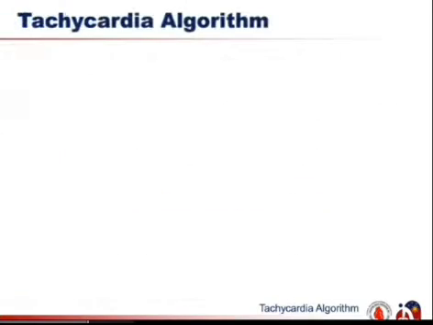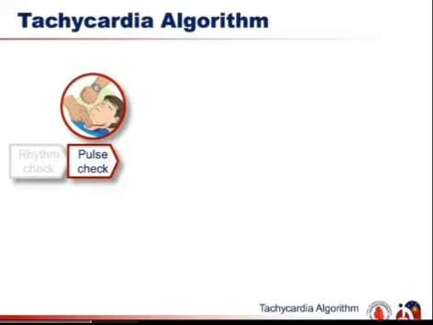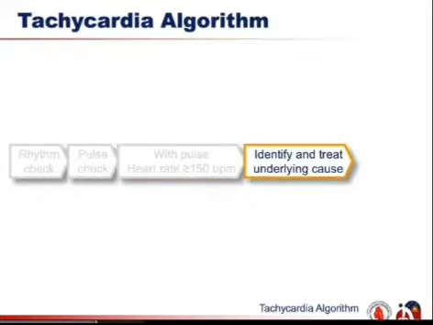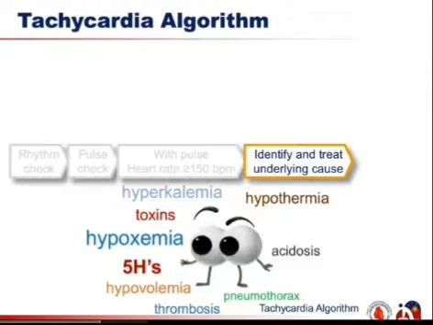The first step in the general ACLS algorithm is to identify the rhythm correctly. Once you have identified the rhythm, you should check for the presence of a pulse within 10 seconds. If a pulse is appreciated, assess the patient's clinical condition, and typically the heart rate is more than 150 beats per minute. Once assessment is done, identification of causative factors is equally important before initiating invasive interventions, as most of these can be reversible.